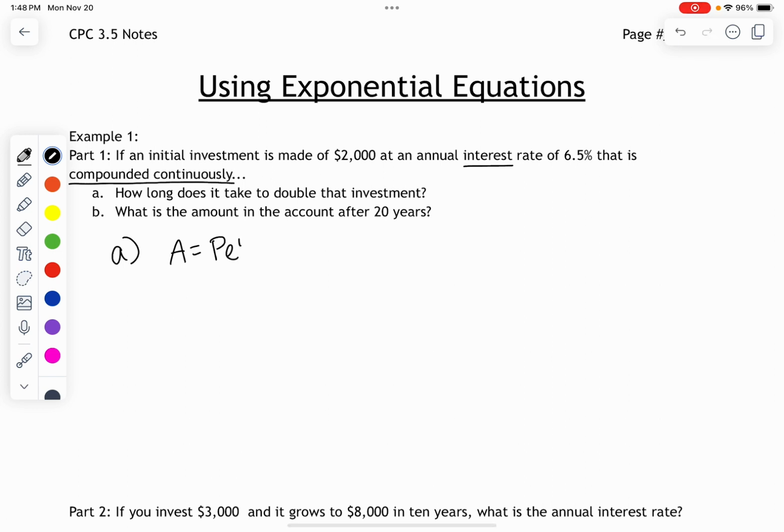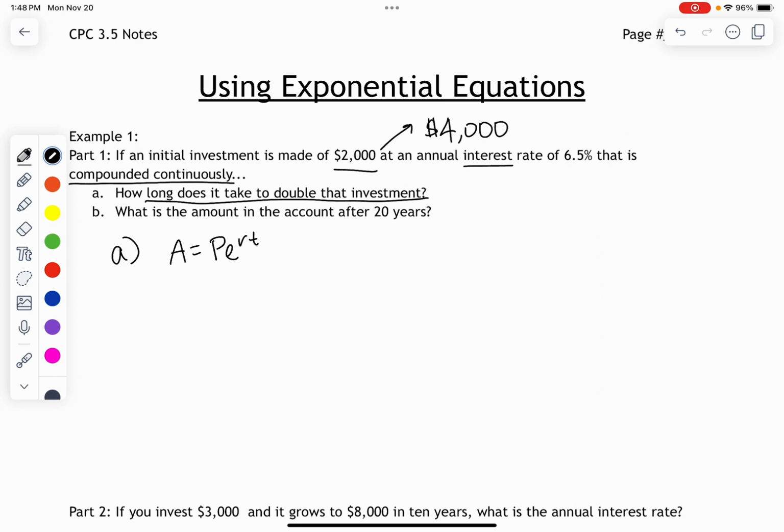The PERT formula has a continuously compounded interest, and then I should be able to find the answer to this problem. So how long does it take to double that investment? I'm going to start with an investment of $2,000, so I'm looking to turn that into $4,000 if I'm going to double it. So let's go ahead and get started.